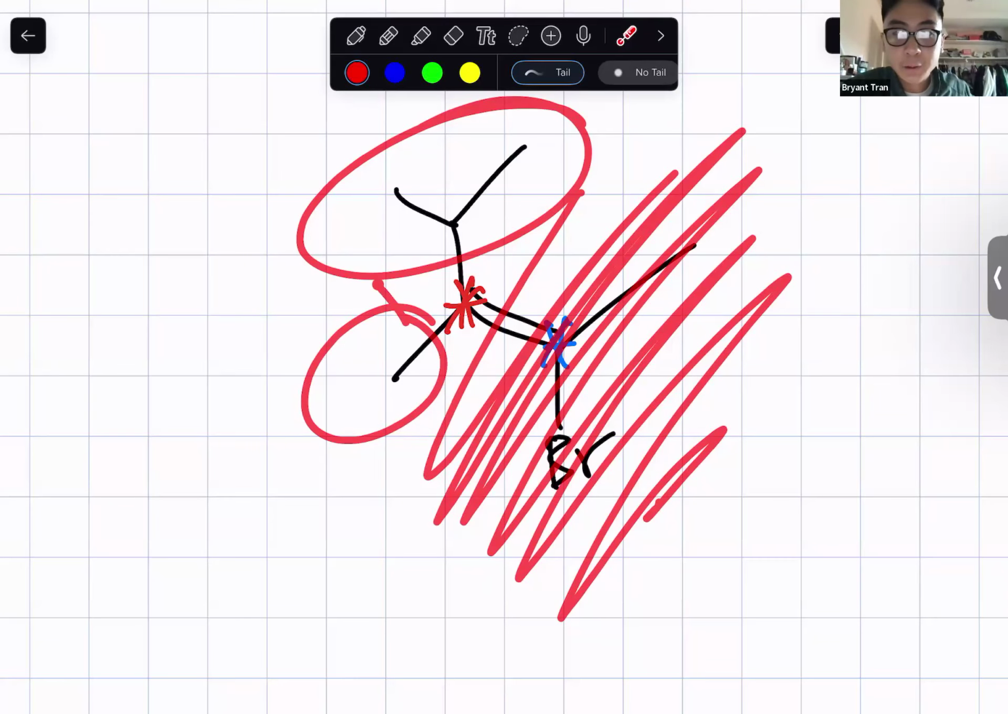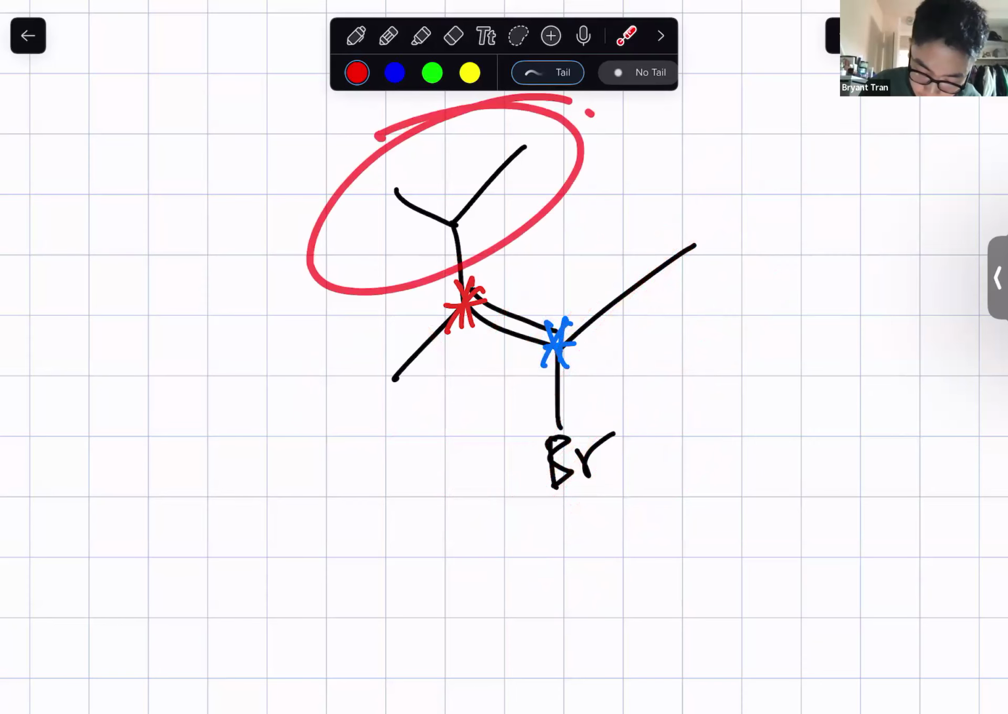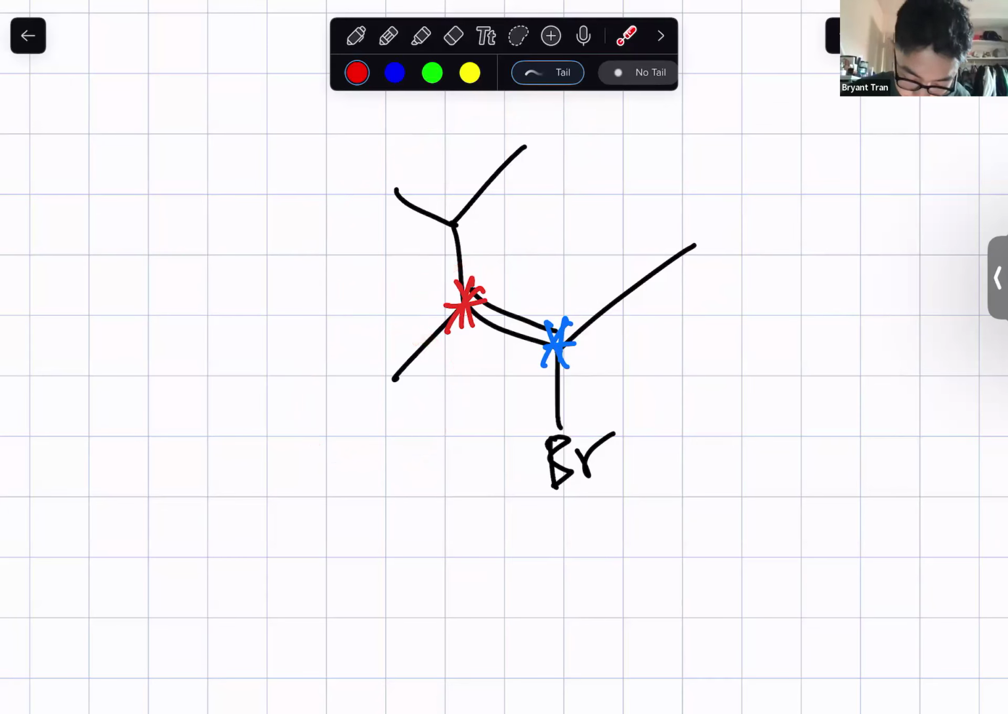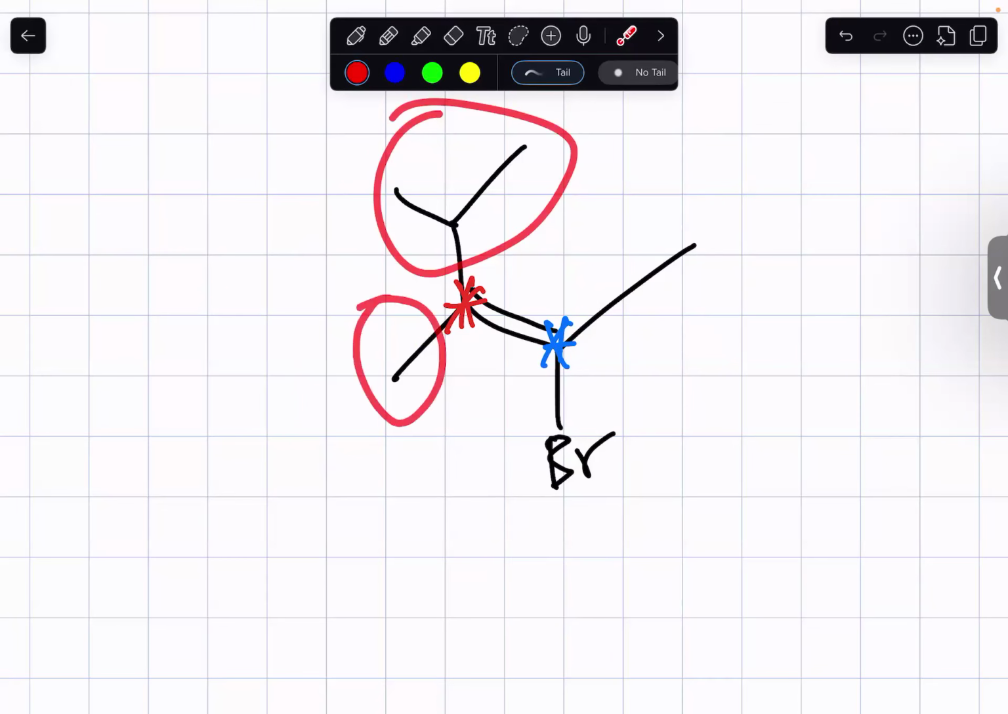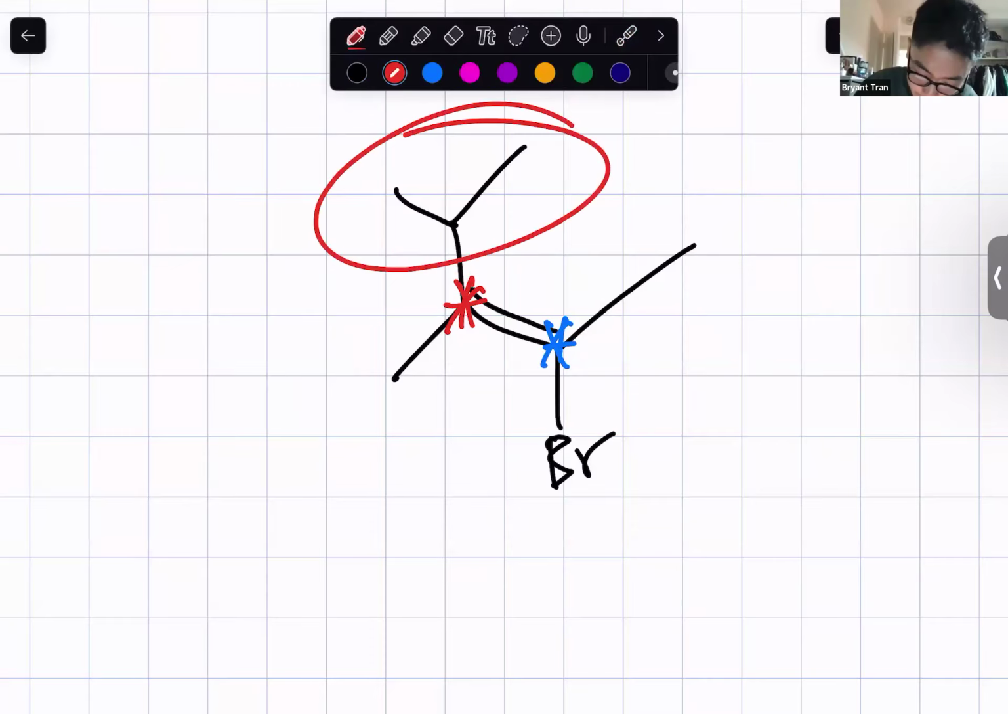What is the higher priority group in terms of atomic number? Would it be this group on the red carbon or this group on the red carbon? What's the higher priority group? The first. Yep, the first one. So I'm going to circle that one in red.